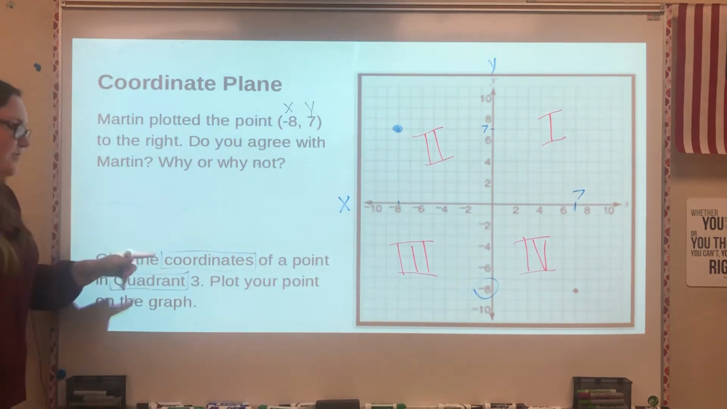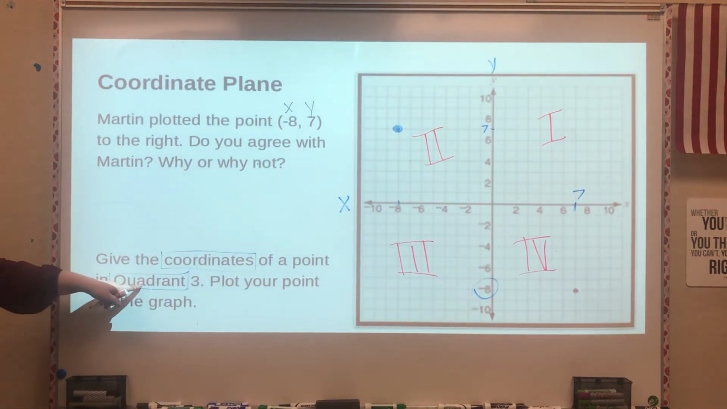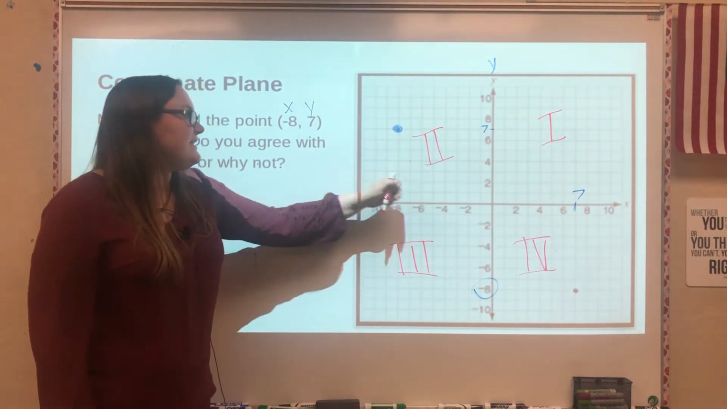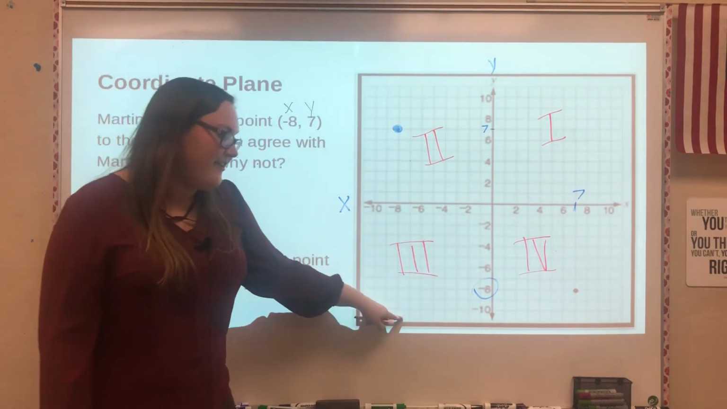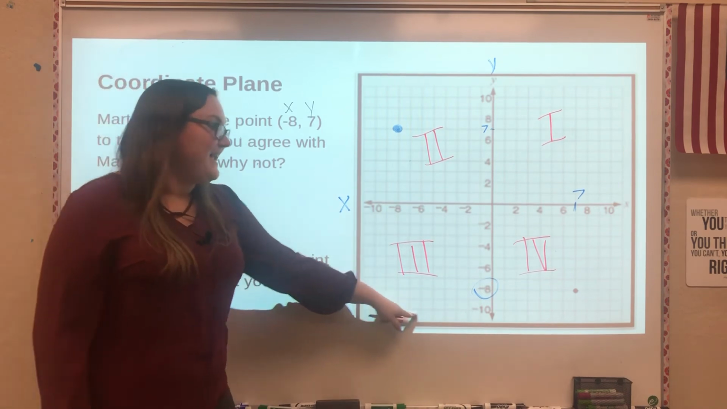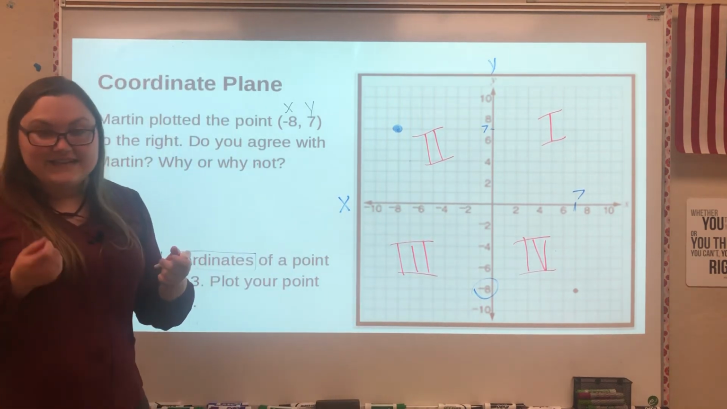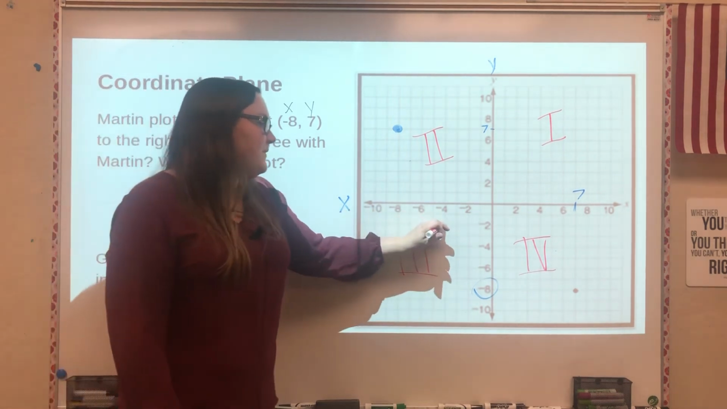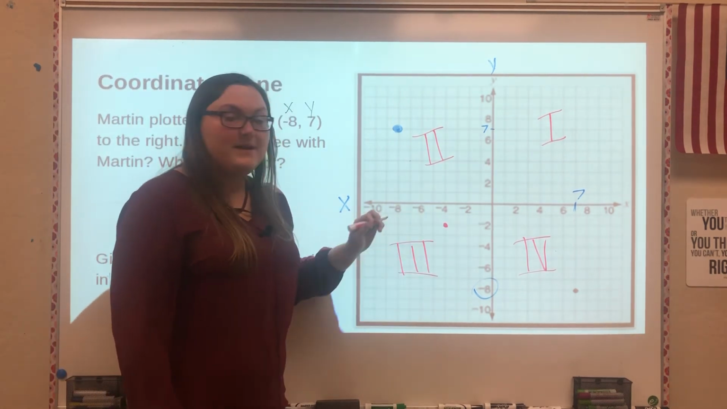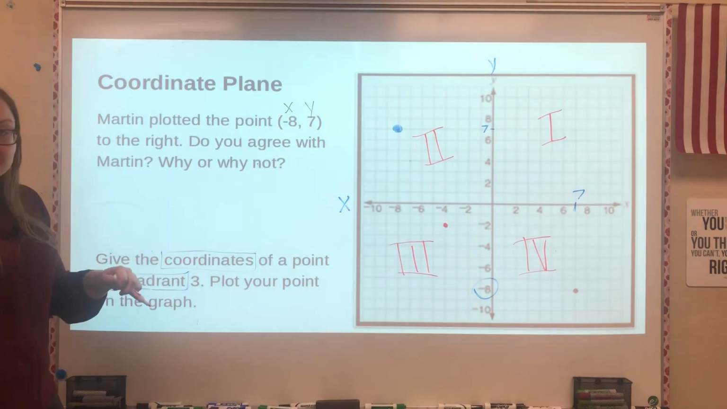So we want to write the coordinates of a point in quadrant 3. I want to write the coordinates, a pair of numbers, of a point that would be in this area here. So literally any point over here could be a correct answer, which is why I said there's so many correct answers. For example, this point right here could be a possible answer. What are the coordinates of that?